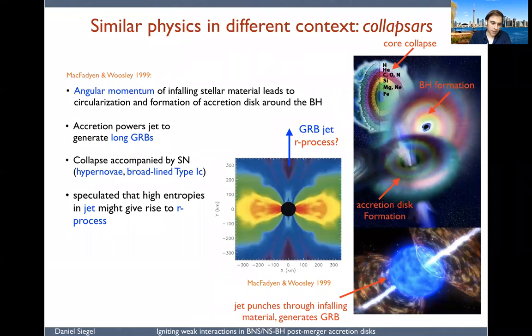Just moving on, as a final aspect to this, I just wanted to point out that there are very interesting applications of essentially the very same physics in different astrophysical contexts, namely collapsars. So the collapse of rapidly rotating massive stars that are thought to be progenitors of long gamma ray bursts and their accompanying broad-line type Ic supernovae. What happens in these systems is essentially that the massive star collapses, and due to the angular momentum in the system, material cannot just radially fall and accrete onto the protoneutron star first and then form a black hole, but it actually has to circularize at some point, depending on what the angular momentum distribution in the progenitor star actually is.